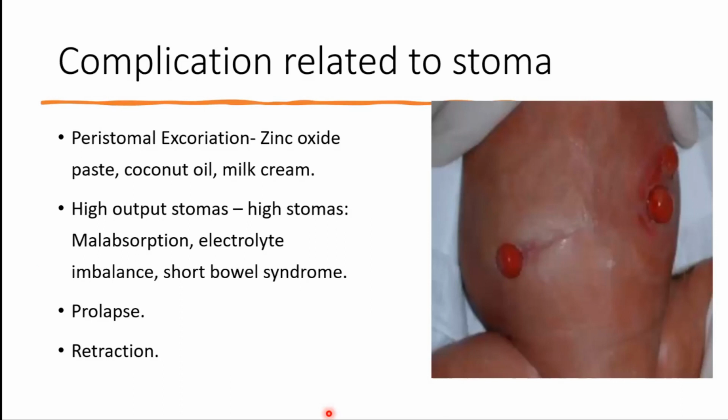Complications related to stoma are addressed very commonly, and peristomal excoriation is the most common, and it is more in cases of stoma done for NEC, because most of the time it is small bowel. It excoriates the skin around, and you can use a zinc oxide paste or cream, or even coconut oil to protect the skin around. High output stomas lead to malabsorption, electrolyte imbalance and short bowel syndrome, and prolapse, retraction, and stricture are also common.